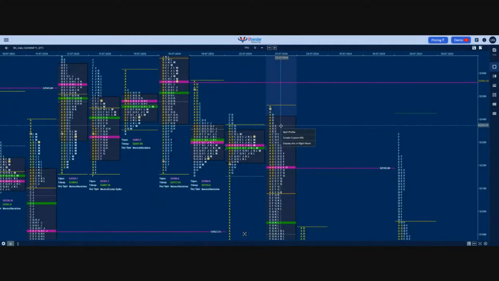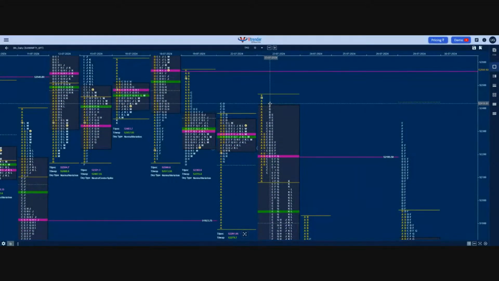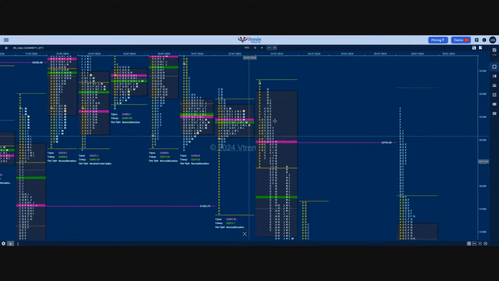So this is the profile of 23rd, the budget day. You can see how the high of D period stalled right at these poor highs of Monday, and we left an initiative selling tail right at that reference. So when this gets rejected, when we see rejection from a POC, a weekly POC, you know that the move is to the opposite direction.